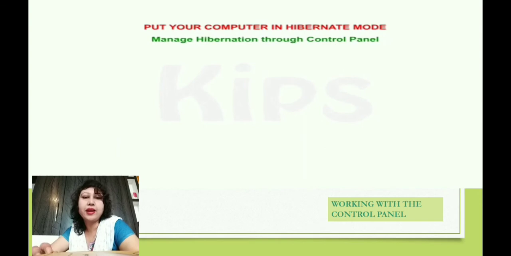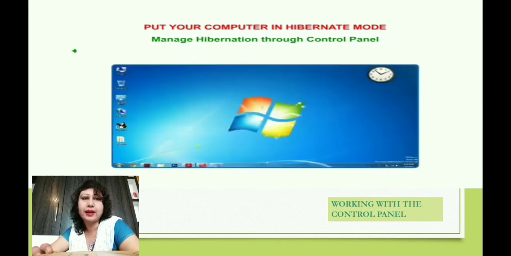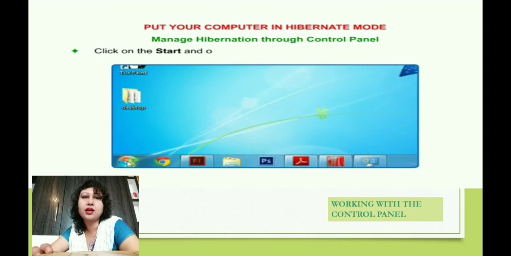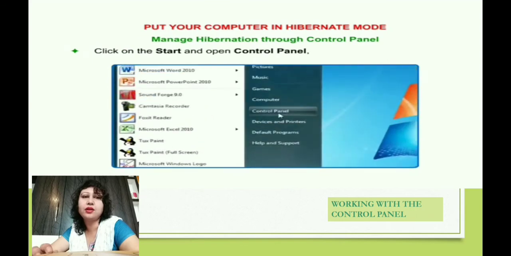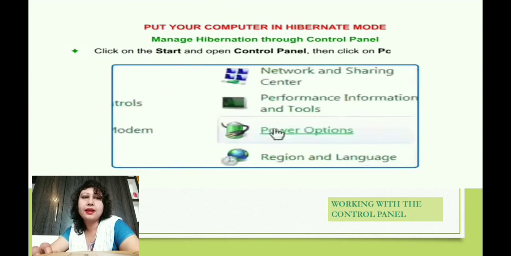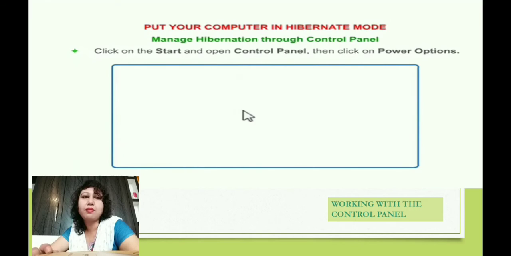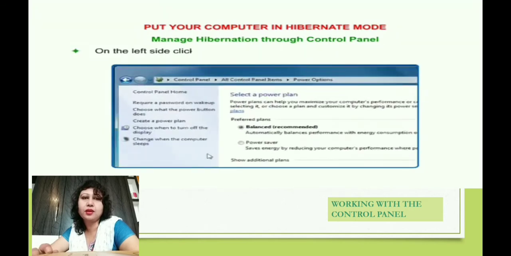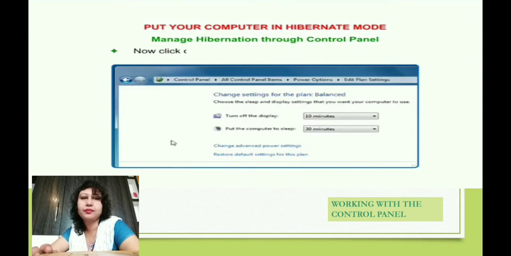Then how can we manage hibernation through control panel? We can click on the start and open control panel again, and from there we have to click on power options. On the left side, we click on the change when the computer sleeps option, and then we click on the change advanced power settings option.